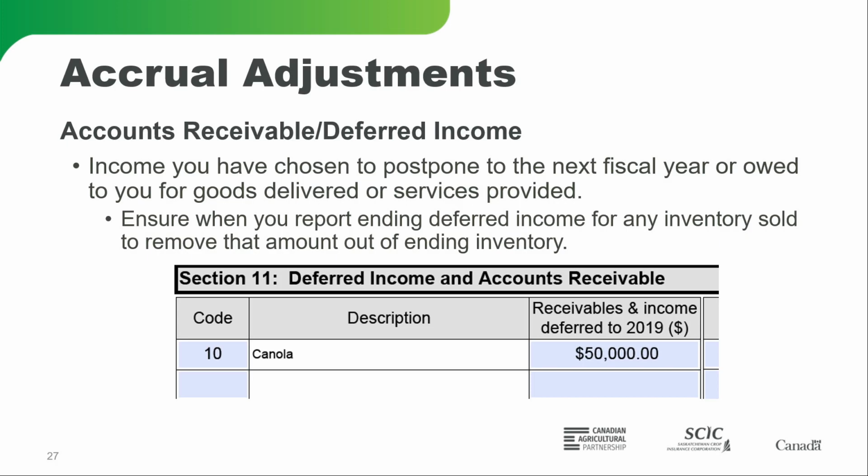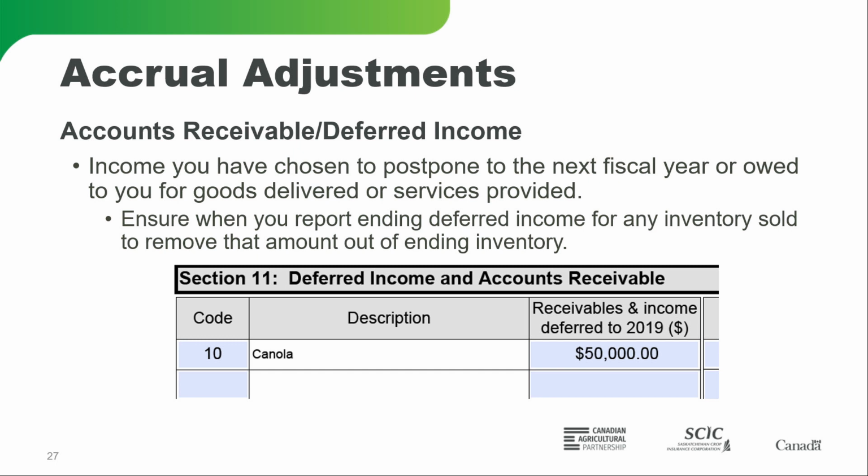So the second accrual adjustment that we're going to get into is the accounts receivable and deferred income. We want to make sure that all the income related to that year's production is in the year that it was earned. With the deferred income, you've chosen to postpone receipt of that income to your next fiscal tax year. So it's income owed to you, maybe for the receivable side, owed to you for goods delivered or services provided in one fiscal year, but you're not paid until a subsequent tax year. So make sure that you report that ending deferred income to AgriStability.